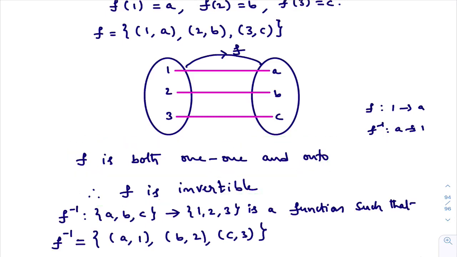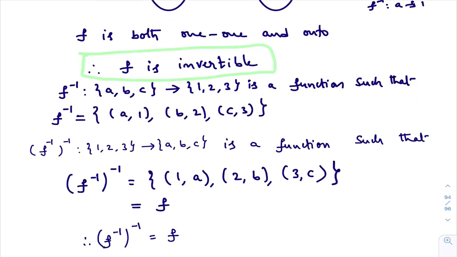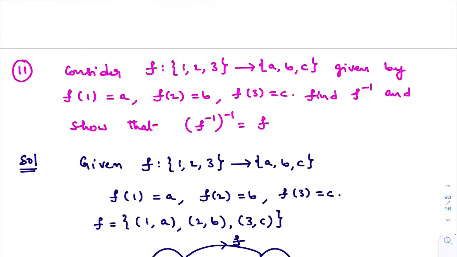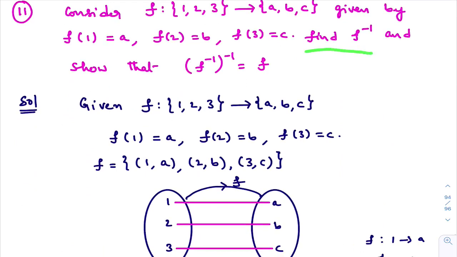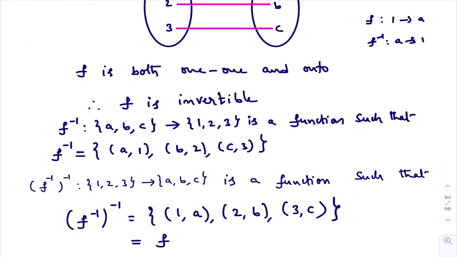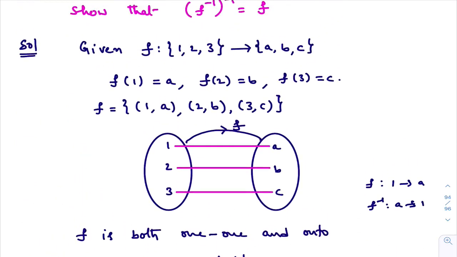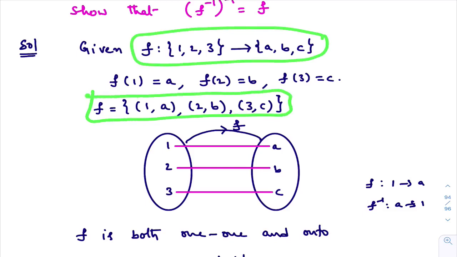I hope you are understanding. When we say the function is invertible, in the last class we discussed all these things. When it is both one-one and onto, then we say that the function is invertible. Here what they are saying is, find f inverse. As you came to know that f is invertible, the inverse exists. See here, f is defined like this. Please try to understand. f is defined like this, and you came to know that for this function the inverse exists.